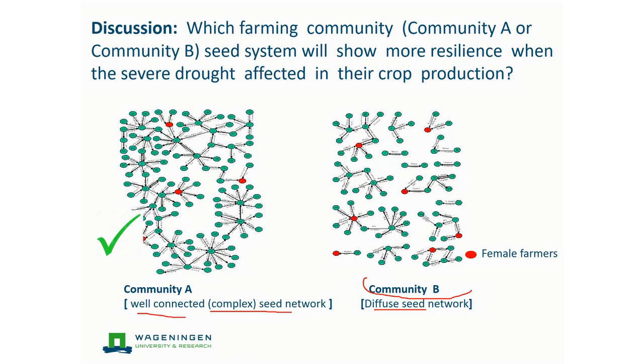If you think that community A would be more resilient, I think yes, that's true. Because when drought happens, let's assume some part of the area is affected by drought. Even in the areas affected by the drought, the network is so well connected that they will get seed from other farmers very quickly. So they could bounce back much faster. But here, if drought happens and they are disconnected, it's more challenging for them to get seeds quickly.